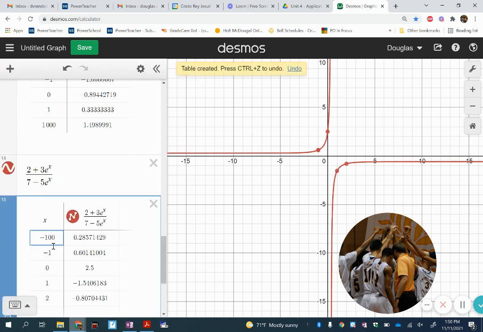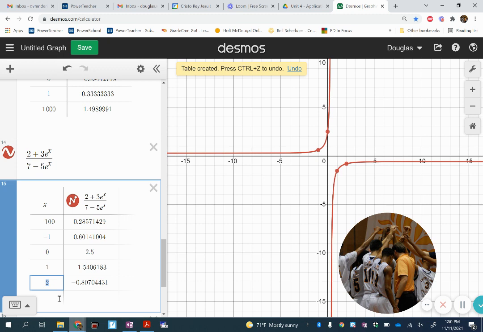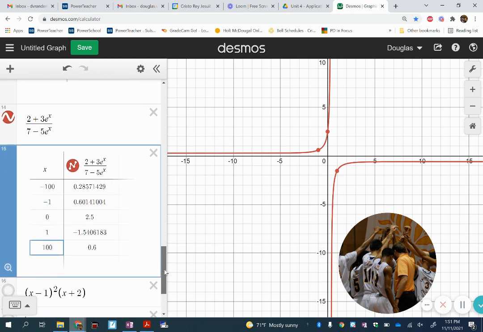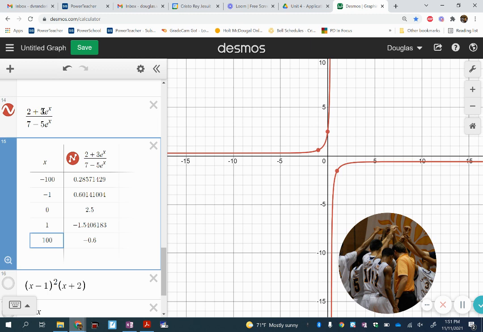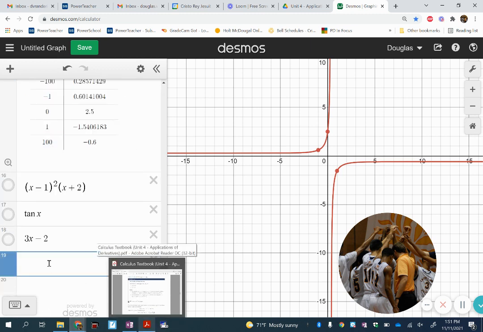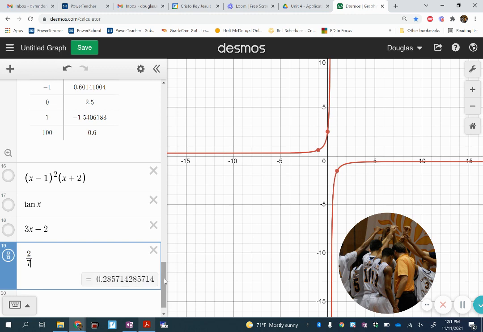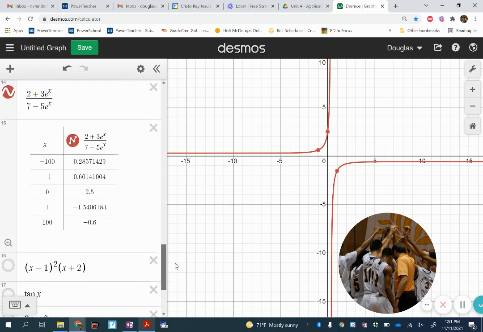So negative 100 is 0.2857. Positive 100 is negative 0.6. So we have 2 horizontal asymptotes. My apologies. Based on what I see in the problem, I see 3 over negative 5. That's negative 0.6. So I'm assuming that 2/7 is 0.2857. Let me just confirm. 2/7. There you go. Yes. So that ends up being how they got those 2 fractions.